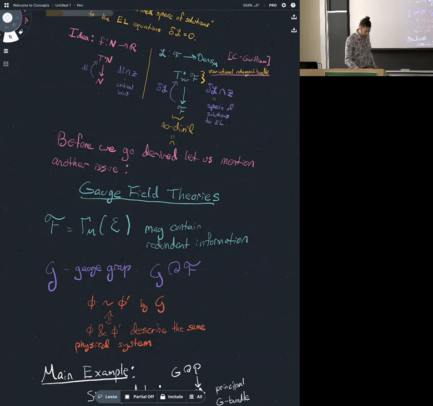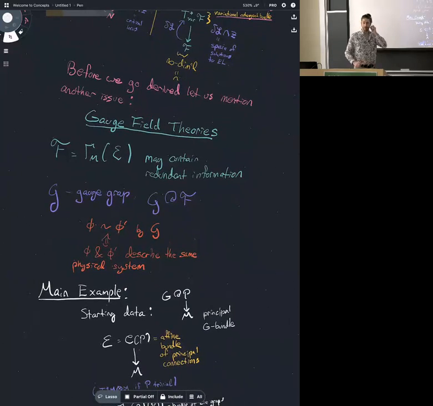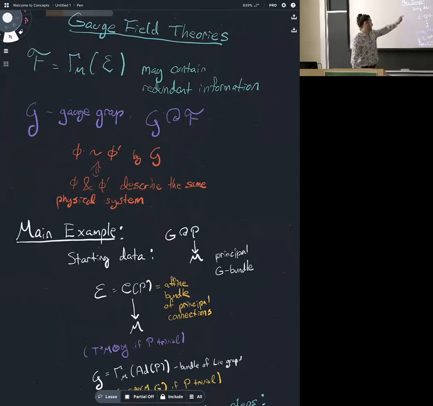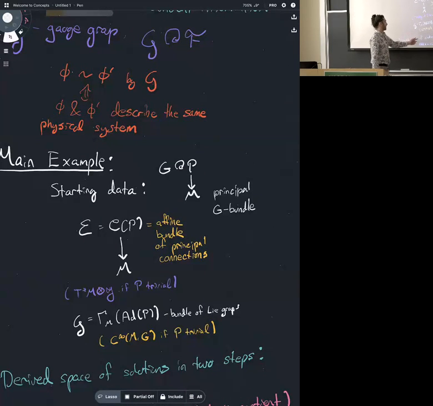The main example will be looking at connections on a principal bundle as our space of fields. So I have some principal bundle, and I'll look at the affine bundle of connections. If it's a trivial bundle, this is just sections of Lie algebra valued one forms, the connection forms. And the gauge group is sections of the adjoint bundle. The big adjoint bundle is a bundle of Lie groups. If you don't know what that is, just think about the trivial case: smooth functions with values in the group.